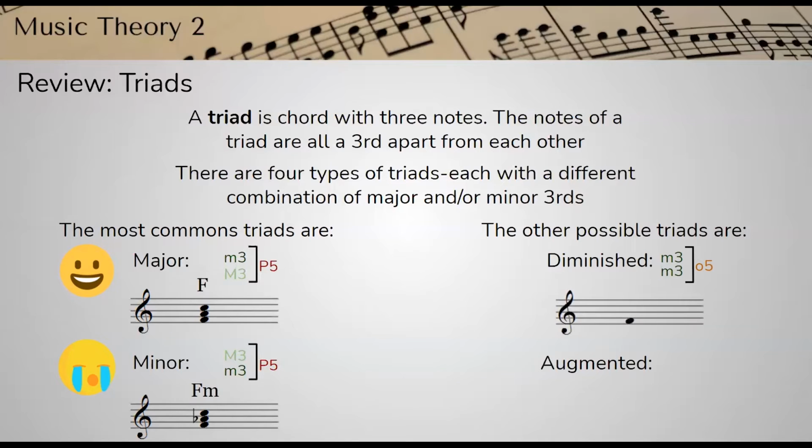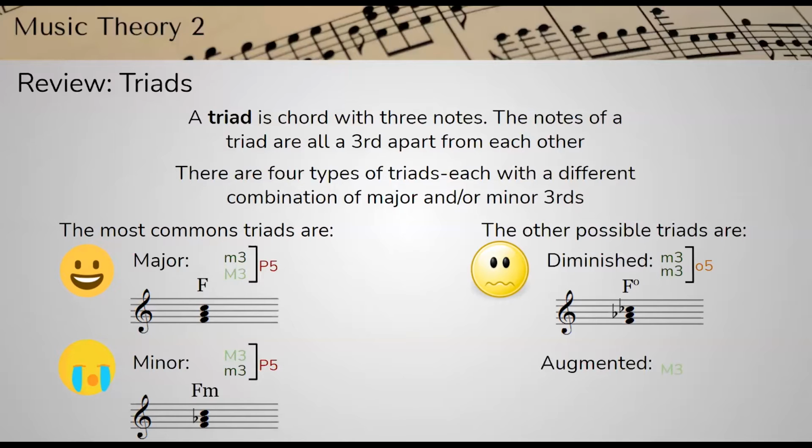So if we were to build a diminished triad on the note F, we'd start with F, add a minor third above it, which is A flat, and then add another minor third above that, which in this case will be a C flat, which creates this sort of tense sound of diminished. Okay? And we use a little F with a circle next to it to represent that in chord symbols.